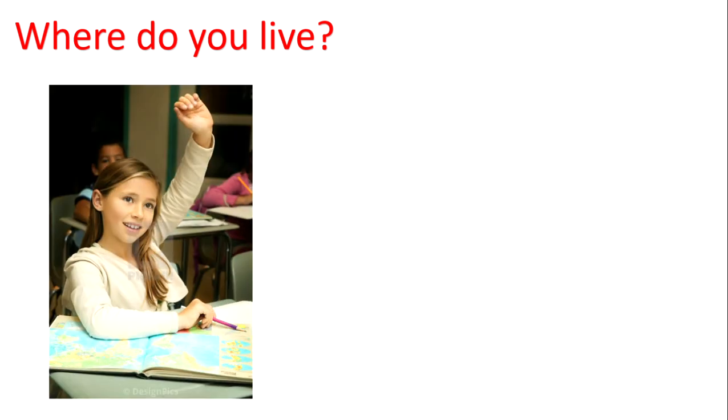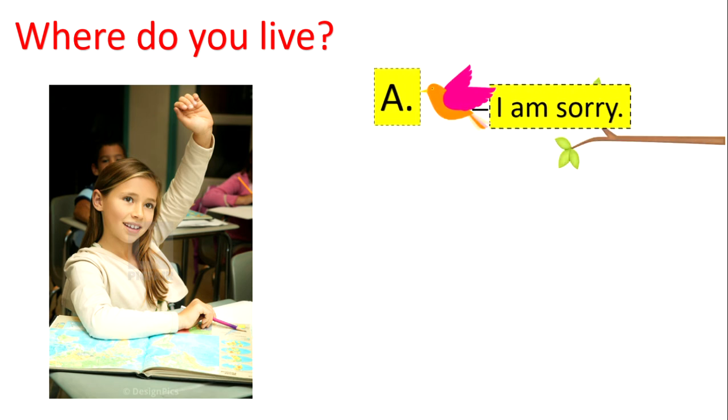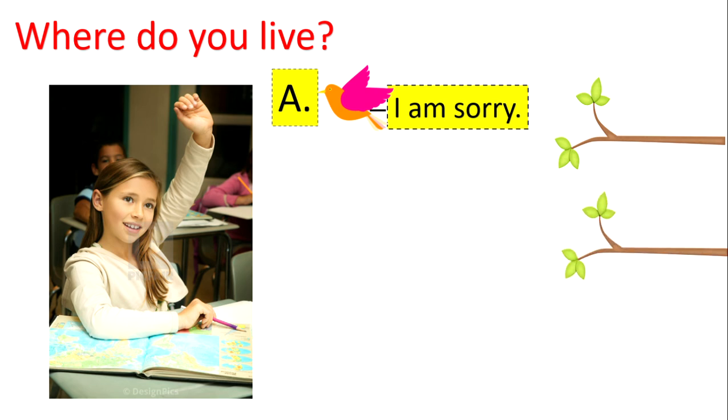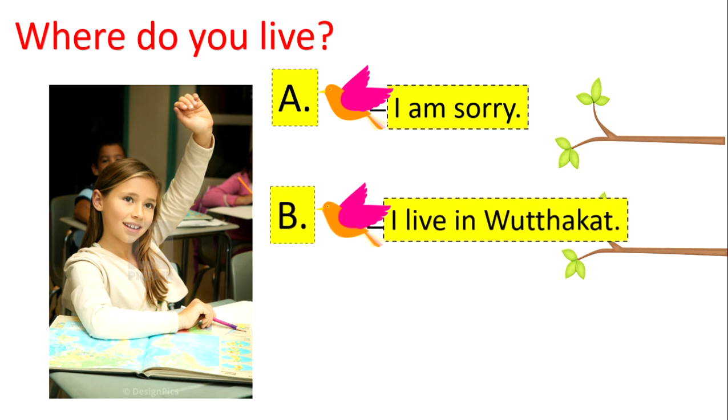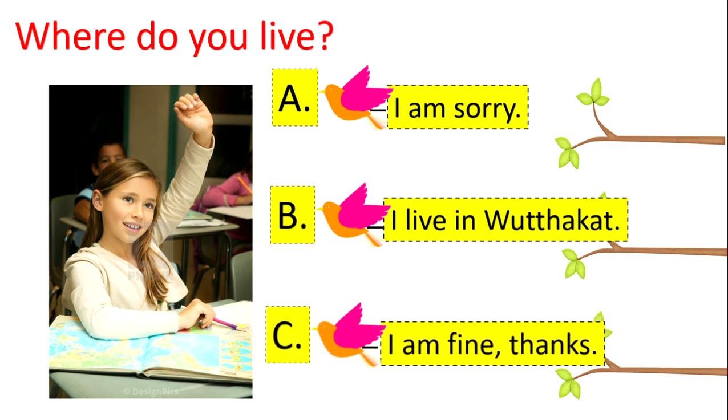Okay, can you tell me again what is the best answer for this question? Is it A, I'm sorry? Or is it B, I live in Butacat? Or is it C, I'm fine, thanks? So the question is, where do you live? Can you tell me what is the best answer for this question? Okay, the best answer for this question is letter B. I live in Butacat. The question is, where do you live? So the best answer is, I live in Butacat.